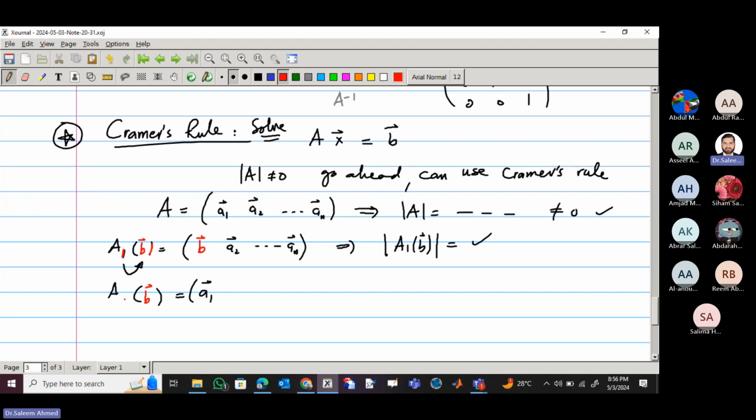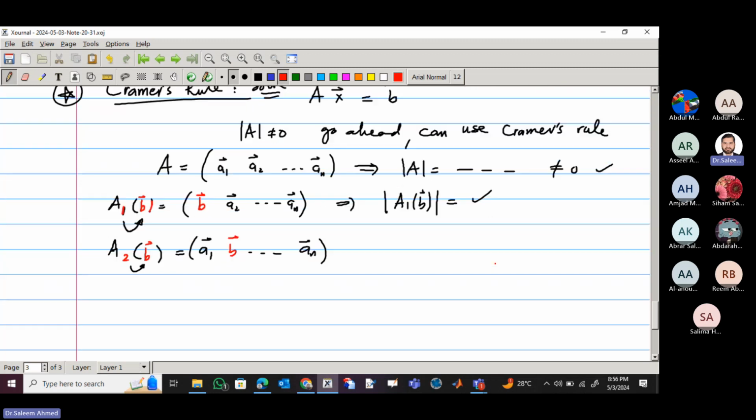Replace the second column by B. You don't have to use these colors. I'm just using these colors to explain that the second column is going to be B, okay? And then all other columns remain as they are. So the second column will become B. And similarly, the third column, fourth column.